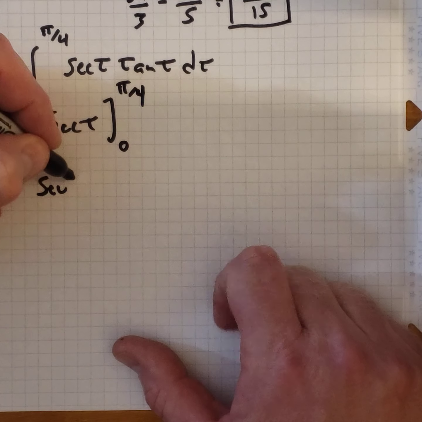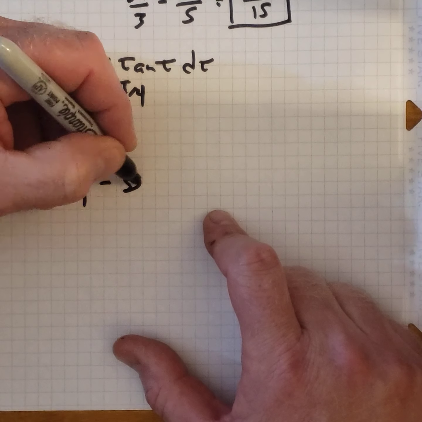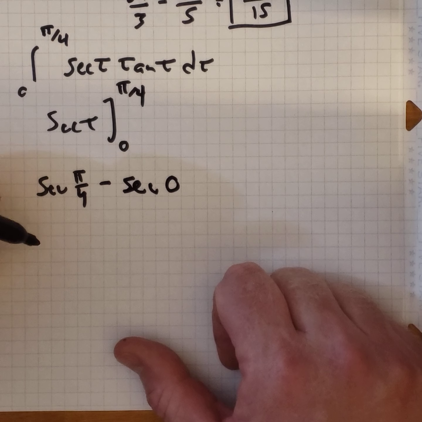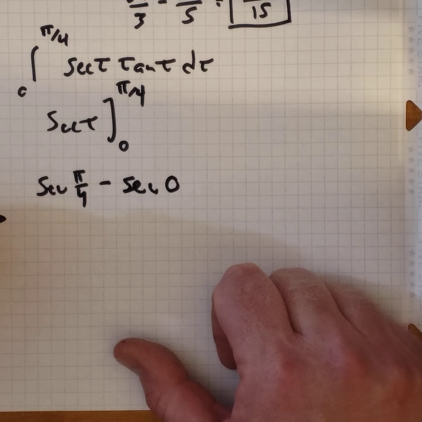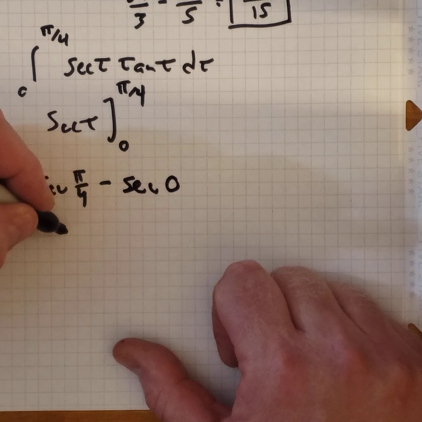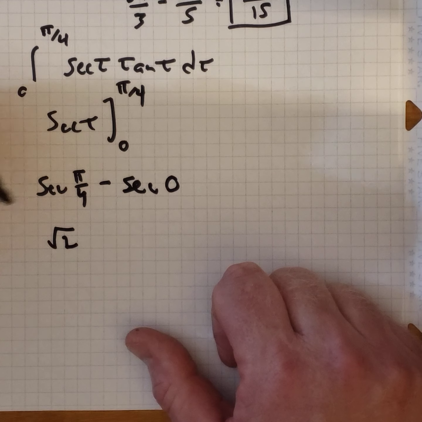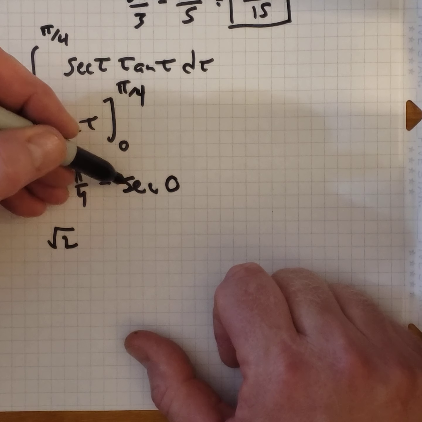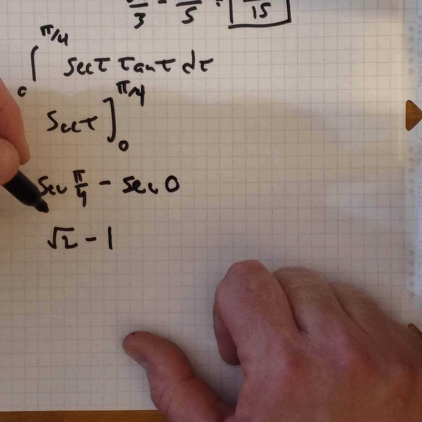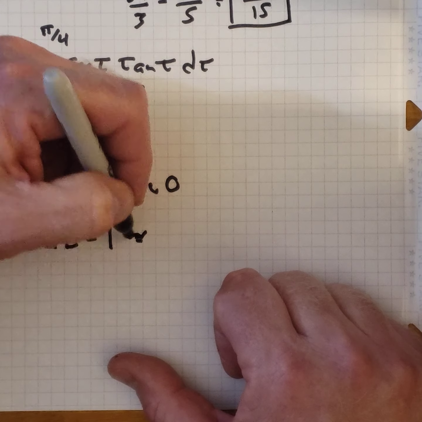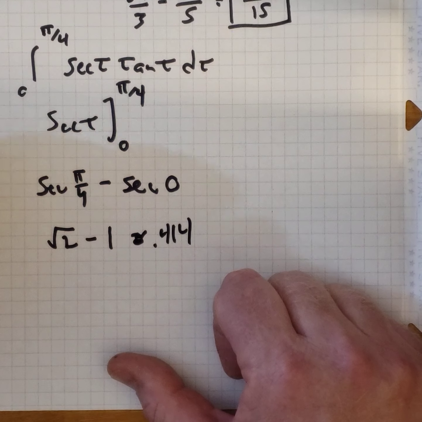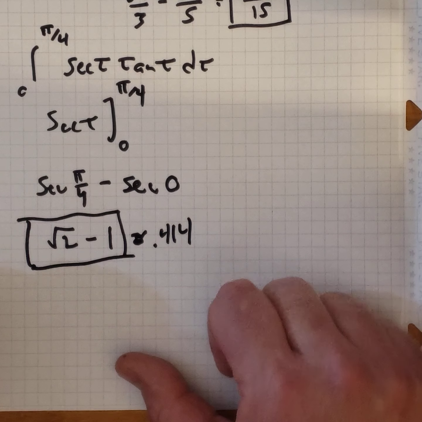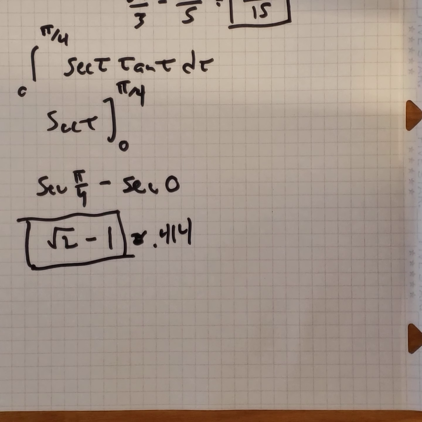So we'll get secant of pi over 4 minus secant of 0. Now secant of pi over 4, cosine of pi over 4 is square root of 2 over 2. Secant would be 1 over that, so that's just going to be the square root of 2. Cosine of 0 is 1. 1 over 1 is 1. So we get square root of 2 minus 1 out of this one, which is approximately 0.414. So when you plug that in the calculator to check, that's the decimal approximation you're looking at, but the exact answer is square root of 2 minus 1. Have fun with these.